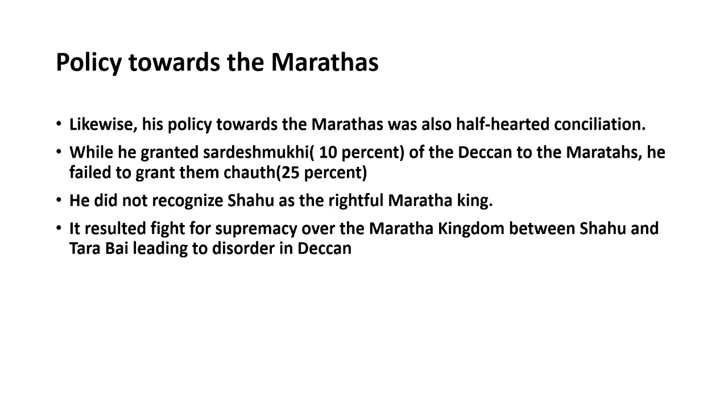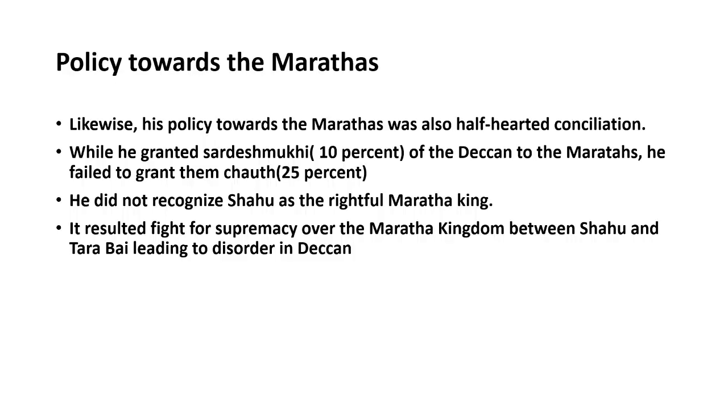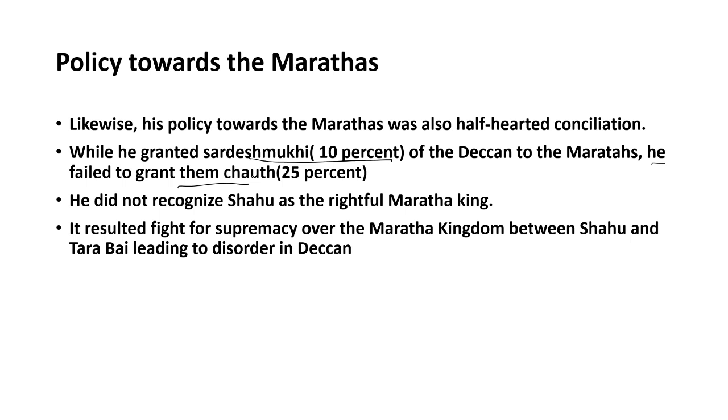Now let us look at the policy pursued by Bahadur Shah towards the Marathas. Like the reconciliation policy adopted towards the Rajput rulers, he followed the same policy with regard to the Marathas of Western India. While he granted Sardeshmukhi of the Deccan to the Marathas, Sardeshmukhi was a kind of tax collected by the Maratha rulers from the time of Shivaji. It was 10% of the total produce. Another tax was known as Chauth. It was one-fourth, or 25%, of the total agricultural production. While Bahadur Shah allowed Sardeshmukhi of the Deccan to the Marathas, he declined to grant Chauth to the Maratha rulers.